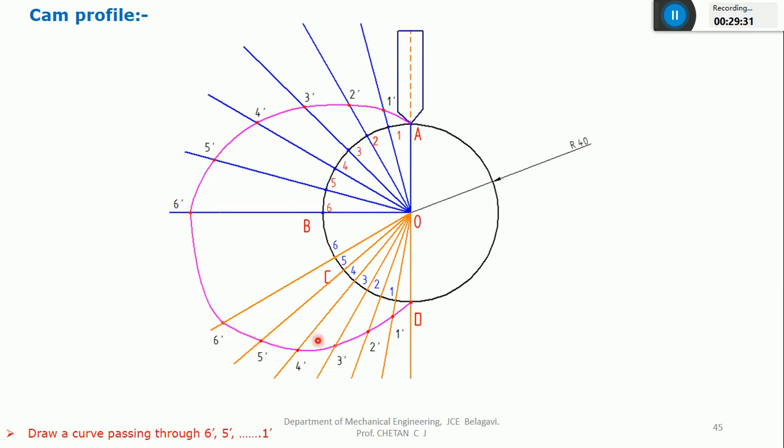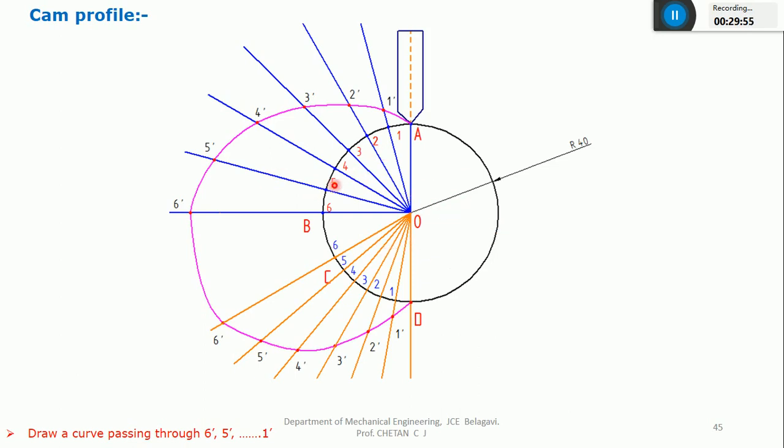Okay. You can see whatever the pink color line. This is nothing but the cam profile. It means the outer surface of the cam, as per the requirement, as per the given condition. Because the outstroke angle is 90, the dwell angle is 30, the next return stroke angle is 60, and the next one is 180.